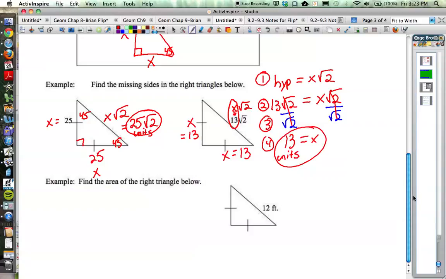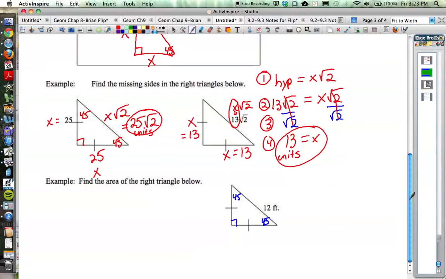Another example down here. All right, this one notice says find the area. Find the area of the right triangle below. Okay, well we know this right here is an isosceles right triangle, which means that's 45, 45, and 90, so we can use our rule. We're given the hypotenuse is 12 feet, but we have to get the area, which means we're going to have to work our way backwards here. We're going to have to figure out what the base and the height are to be able to get the area, because base times height divided by 2 is our area.